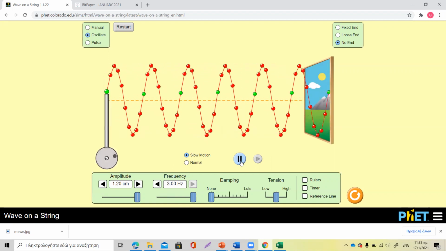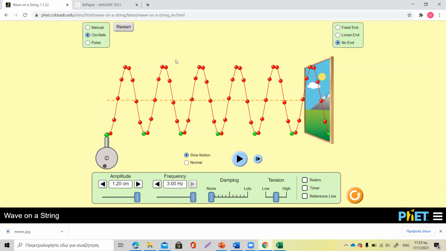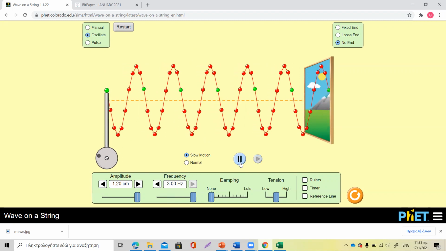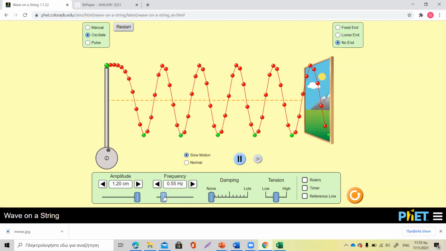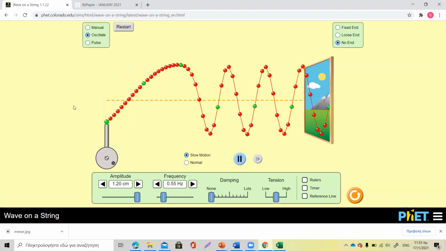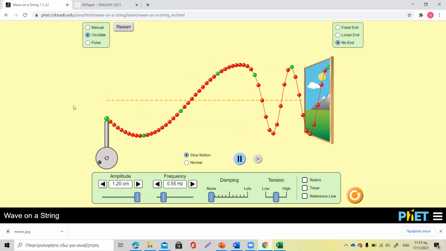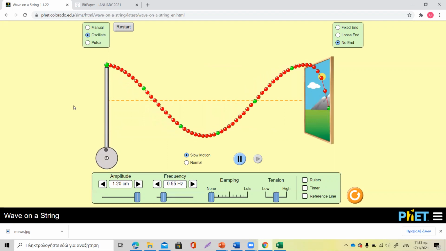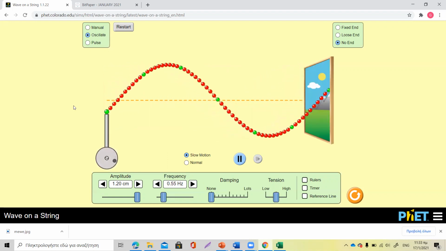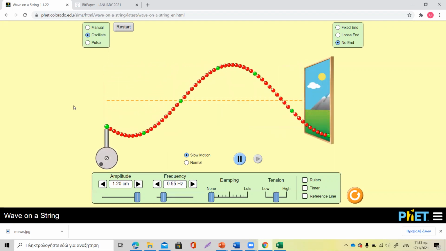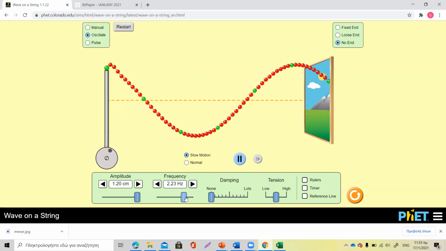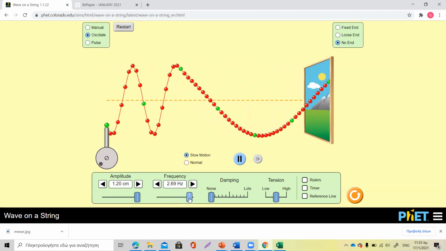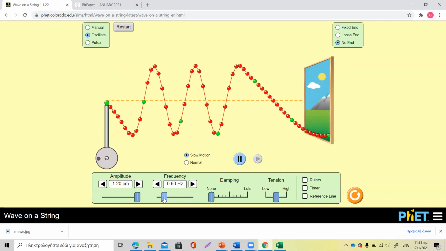If we pause it for a while, you can see that the distance between two consecutive crests or troughs of this transverse wave is decreasing. And if we go again and now decrease the frequency, we can see that the wavelength is now increasing. And in this way, we have confirmed that increasing the frequency decreases the wavelength and vice versa.